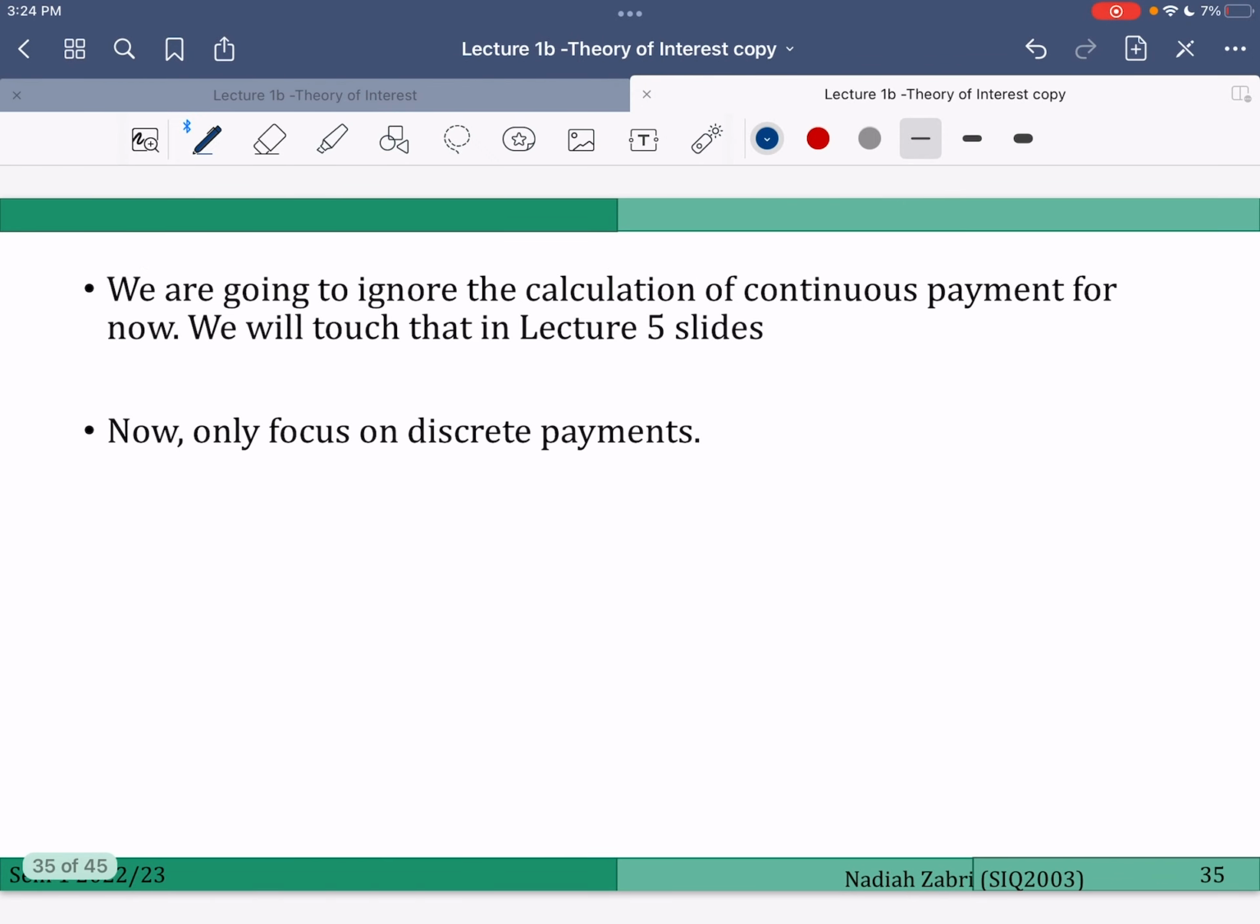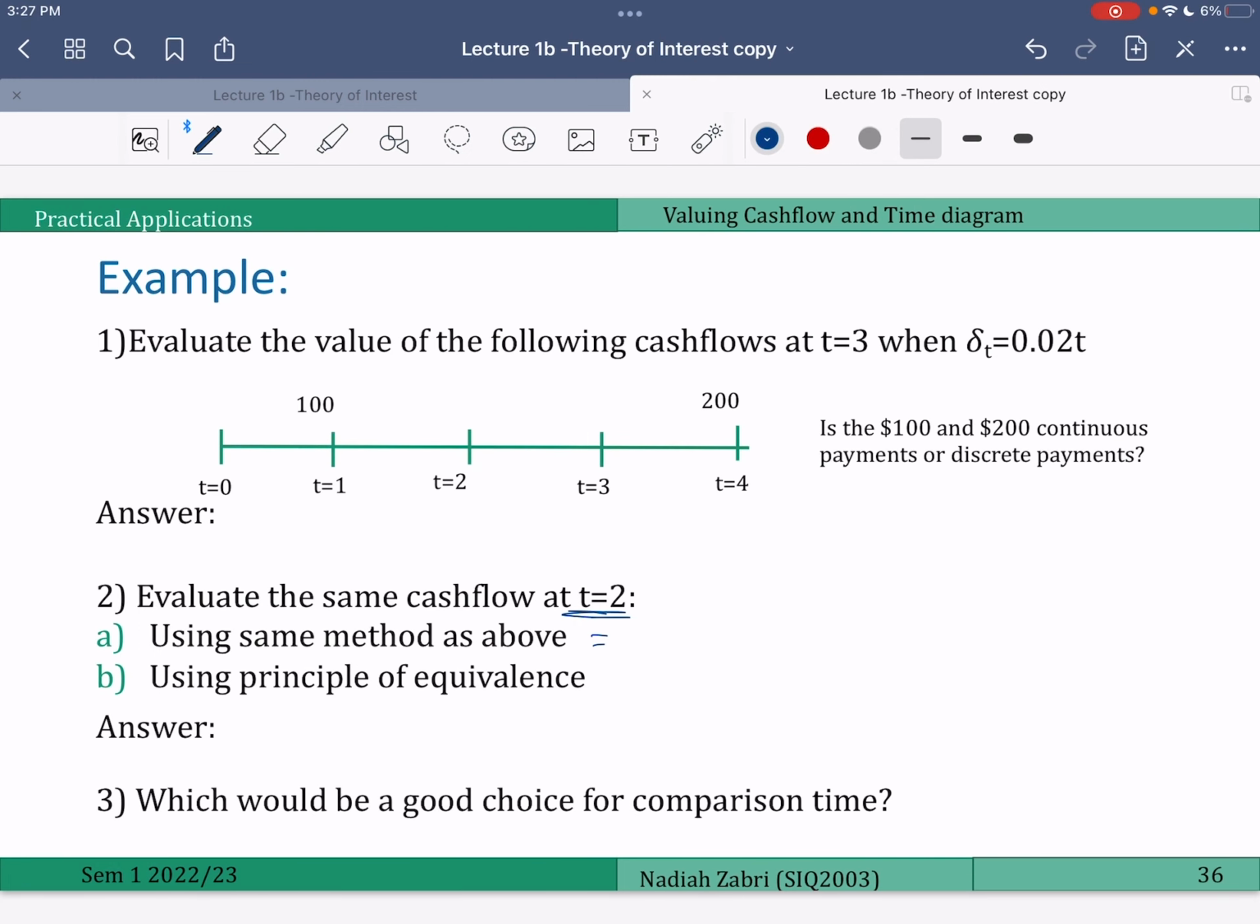Let's look at an example. Evaluate the following cash flow at time 3 when the force of interest is a varying force of interest. First, is the $100 and $200 a continuous or discrete payment? It's a discrete payment, right? Secondly, let's evaluate at time 3. For this single cash flow, what do we do? For the first one, you need to find the accumulated value. For the other one, you need to find the discounted value.